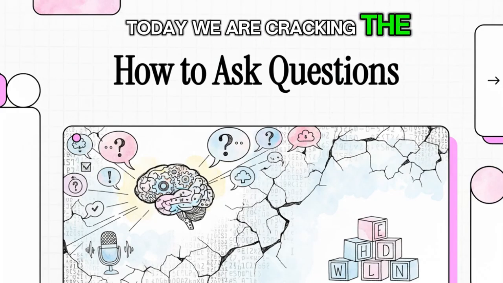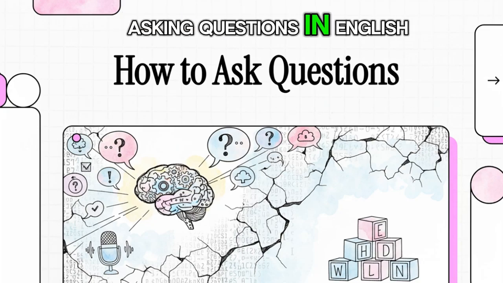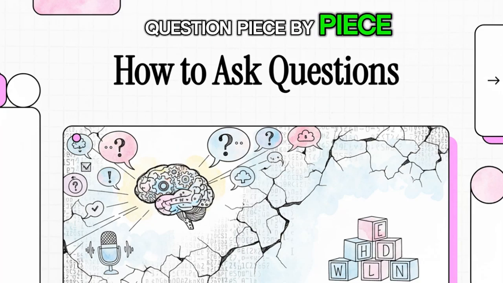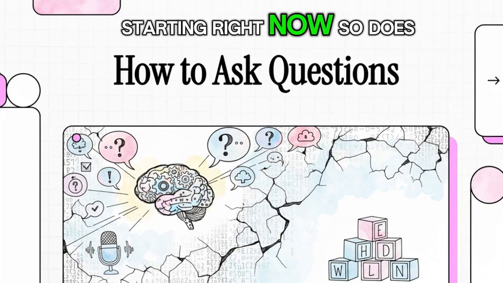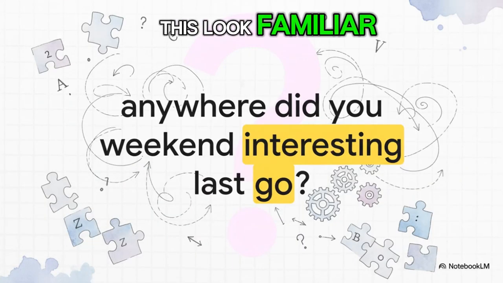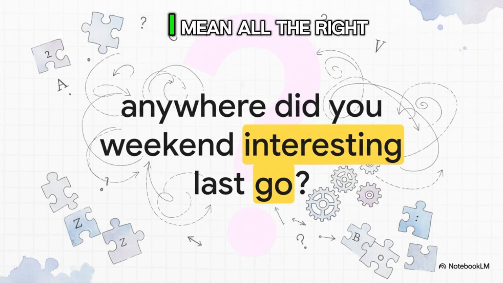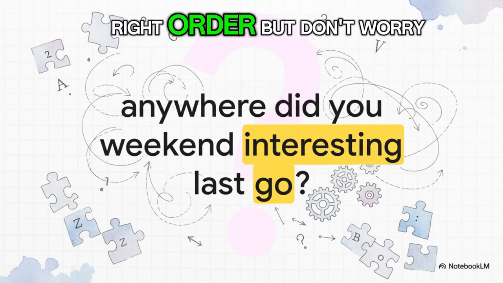Today we are cracking the code on asking questions in English. We're going to build the perfect question piece by piece, starting right now. So, does this look familiar? It's a puzzle a lot of English learners run into. I mean, all the right words are there, they're just not in the right order.